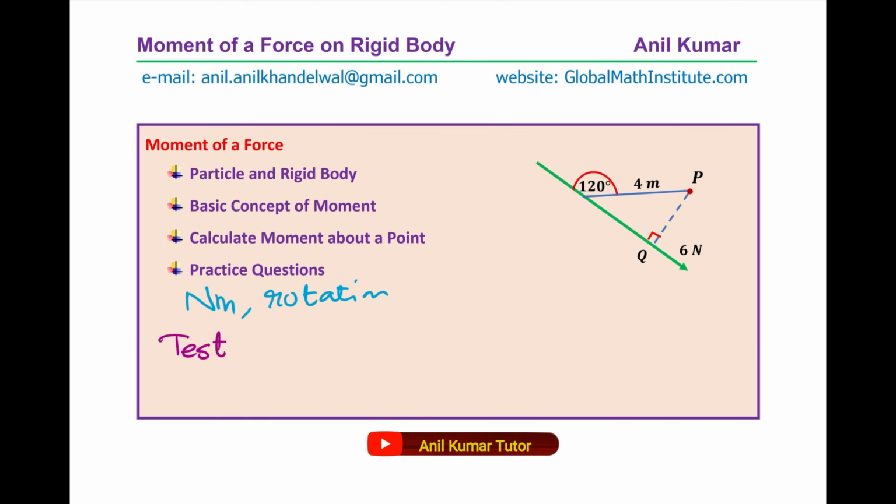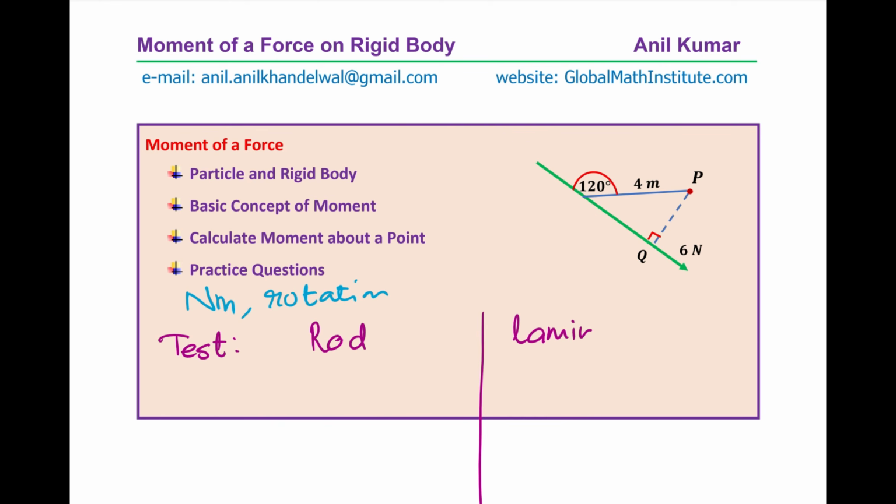So what we will do here is, let's say we'll take one with the rod and one with the lamina. In case of a rod, let us say we have a rod here and the weight of the rod is acting here, and this weight is, let's say, 10 newtons. We need to find the moment at point A, but we also have a force acting here of, let us say, 4 newtons.